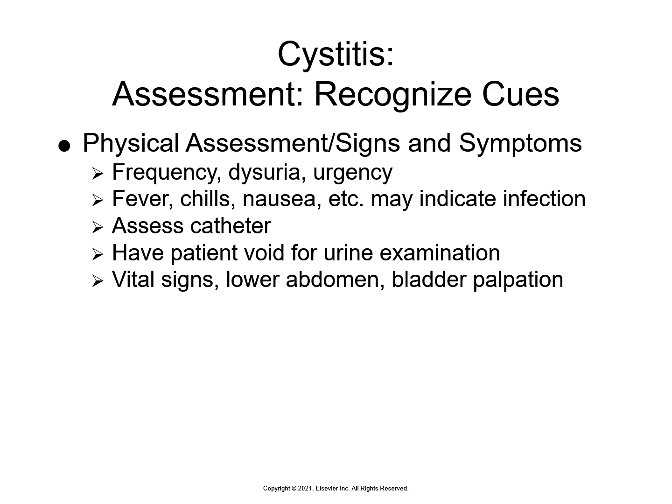If they have, or anyone who has fever, chills, nausea, etc., this may indicate infection. And this infection may spread, and if it goes up into the kidney itself, then they may develop pyelonephritis. So we don't want that to happen. You want to assess a catheter if a patient has a catheter, and have them void so that their urine can be examined.